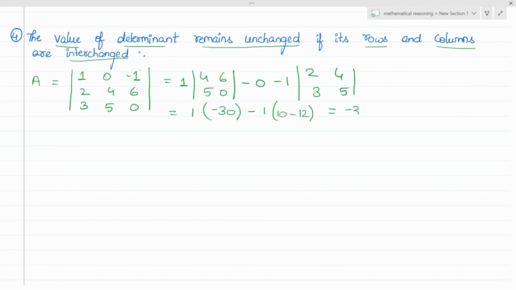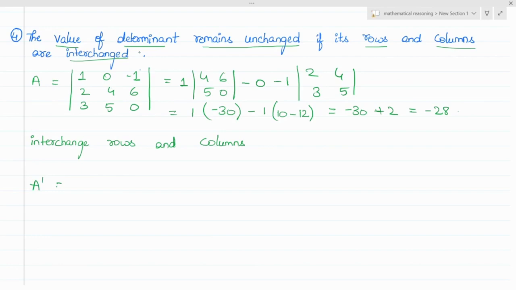So how much does it become? Minus 30 minus of minus plus 2. So it's nothing but minus 28. Now let us interchange rows and columns. What does this statement mean? You are just interchanging the rows with the columns, and now the columns become the rows.